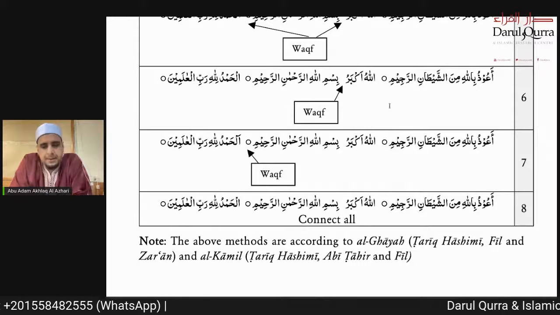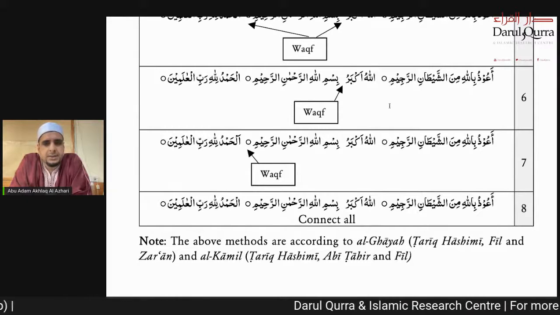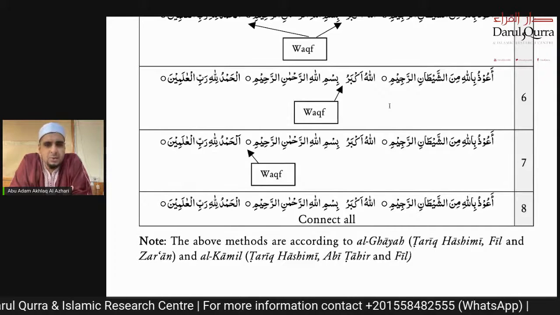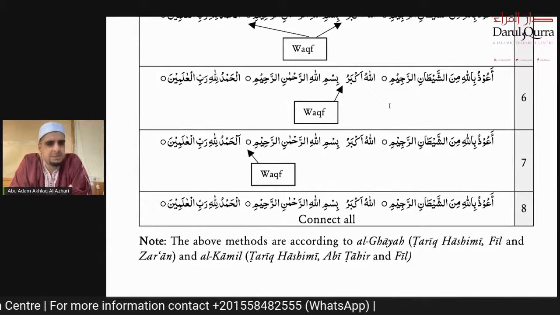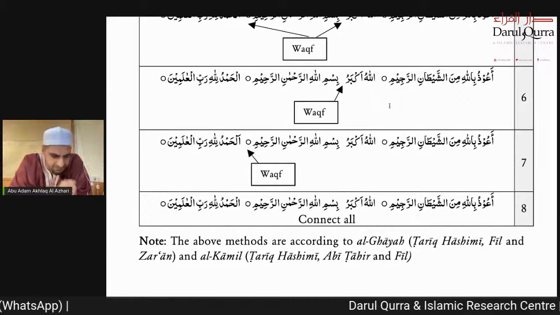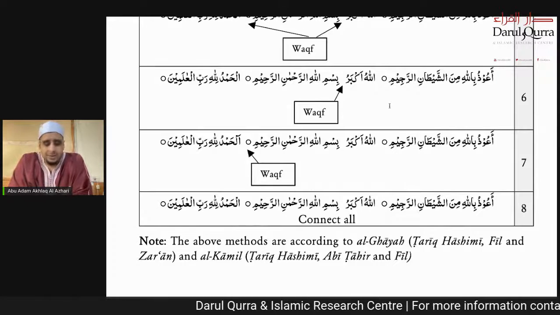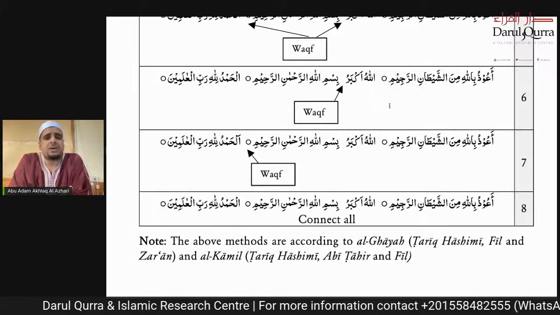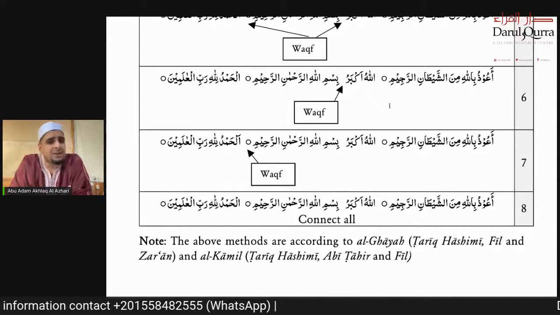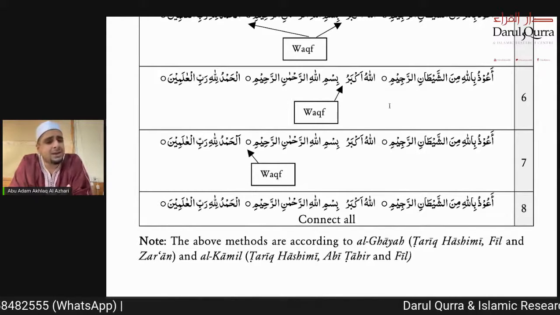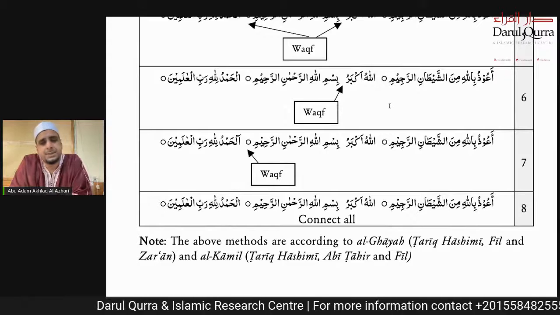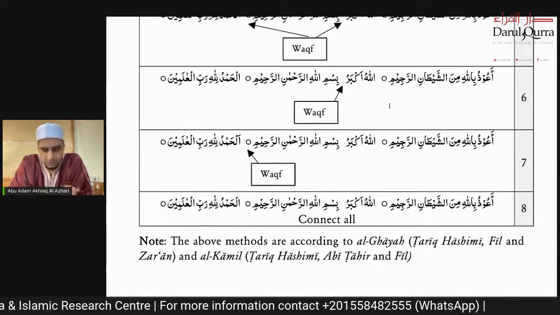Now the last and final one in this table is connecting all. We're going to connect every single one of them. We're going to connect the ta'awudh with the takbir, the takbir with the basmala, and the basmala with the beginning of the surah. So, a nice deep breath. A'udhu billahi minash shaytanir rajim. Allahu akbar. Bismillahir rahmanir rahim. Alhamdulillahi rabbil alameen. So here we're joining all four together, inshallah.